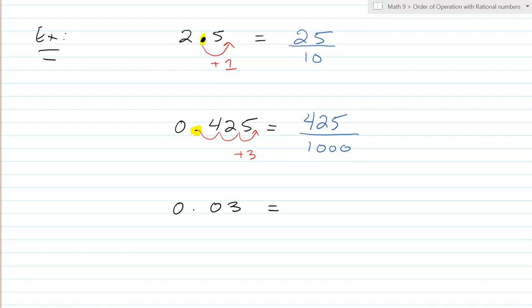Let's do the last one, 0.03. We have the decimal point there. How many times are you moving it? Once, twice. So the decimal point will be in front of the 3. So we'll get 3 over 100, because we moved it 2 places. Okay, 2 places. Great. That's what you do. This is the form, and if you follow this, you'll get it right every single time.